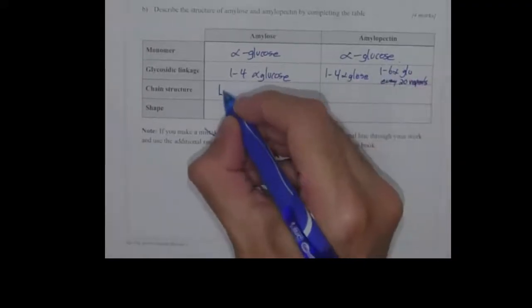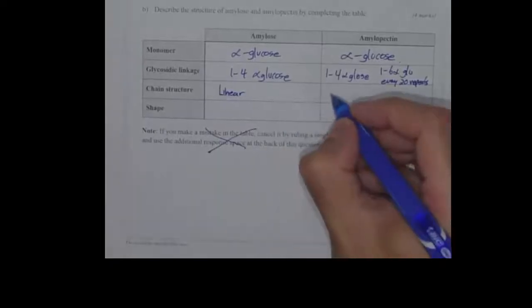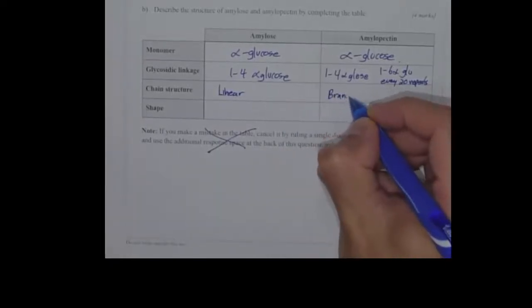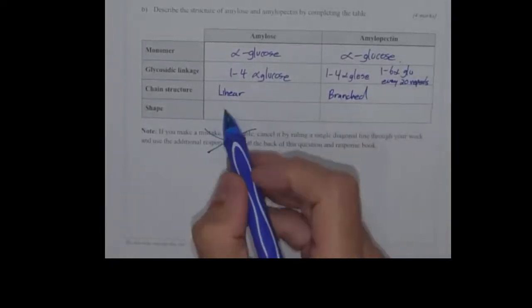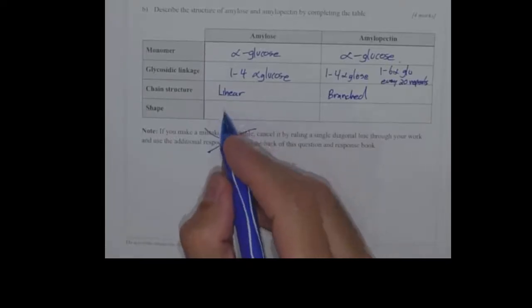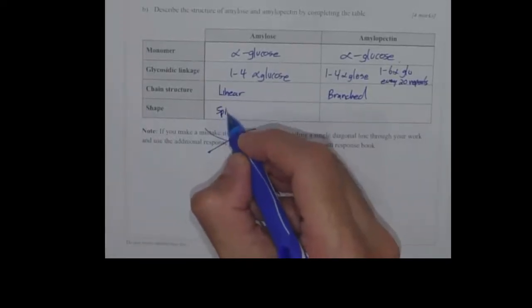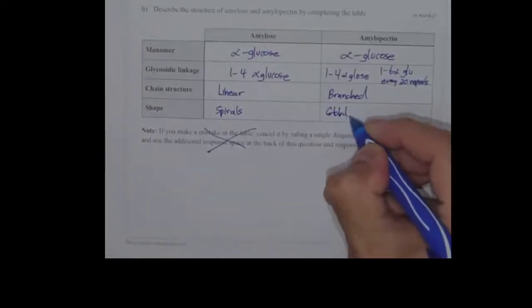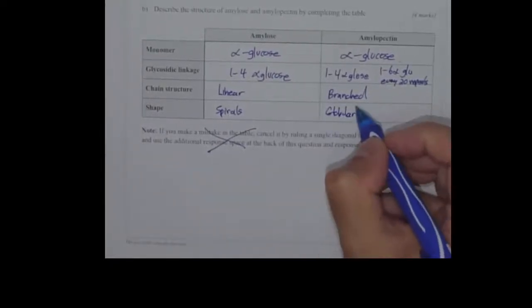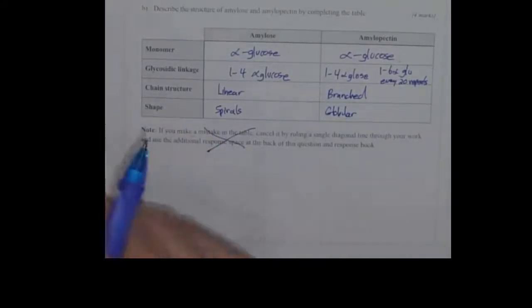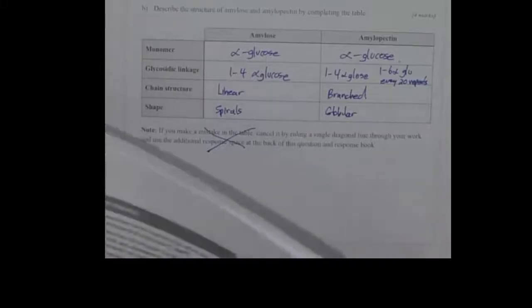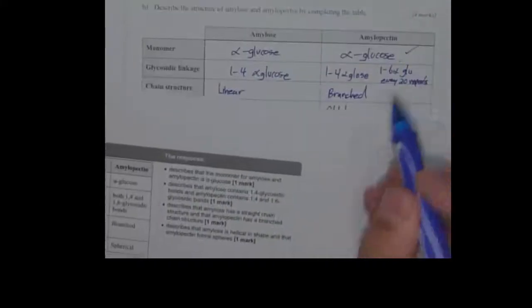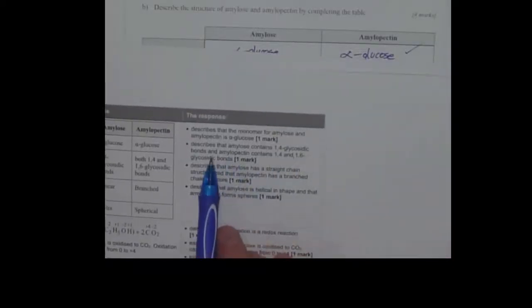So this is a linear polymer, and this one's branched. And so the shape, they're just spirals. And this is more globular, which I don't know if you'd know because I sort of get that from proteins, but it's just branched, so they don't normally ask for shape. So if I just go to the answers, alpha glucose. They didn't ask for the repeats here.